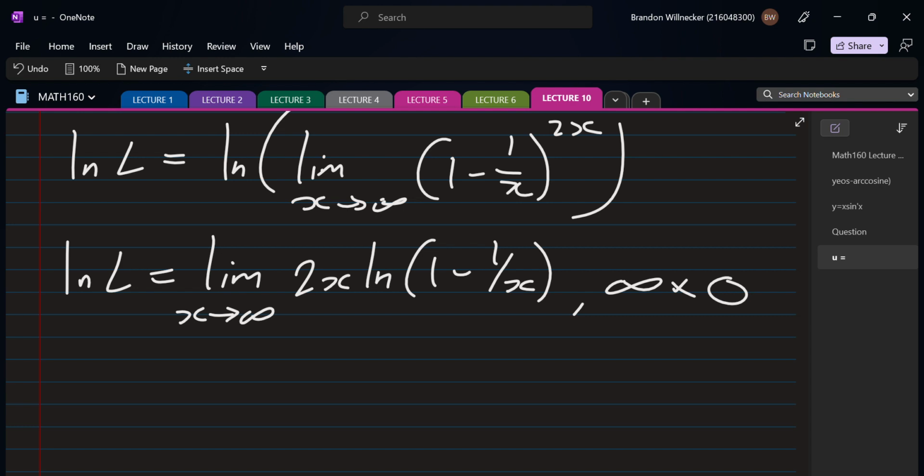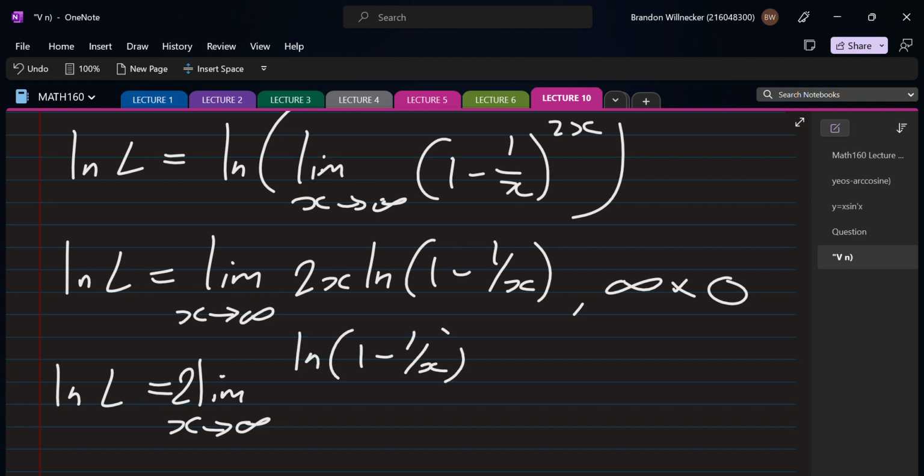Okay, so what do we want to do? We want to rewrite this in the form infinity over infinity or 0 over 0. Now we need to choose what's going to be the numerator, what's going to be the denominator. So I'll just write down which one needs to be which, and then we'll see why that's correct. So we have the limit as x goes to infinity. We can take the 2 out, that doesn't affect anything. So we're going to have the natural log of 1 minus 1 over x, divided by 1 over x.